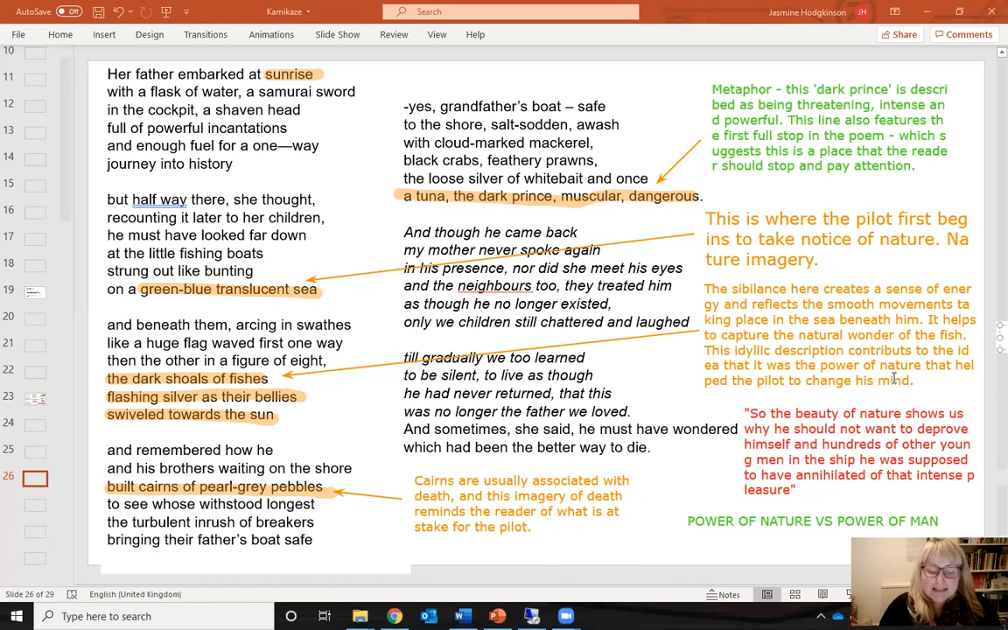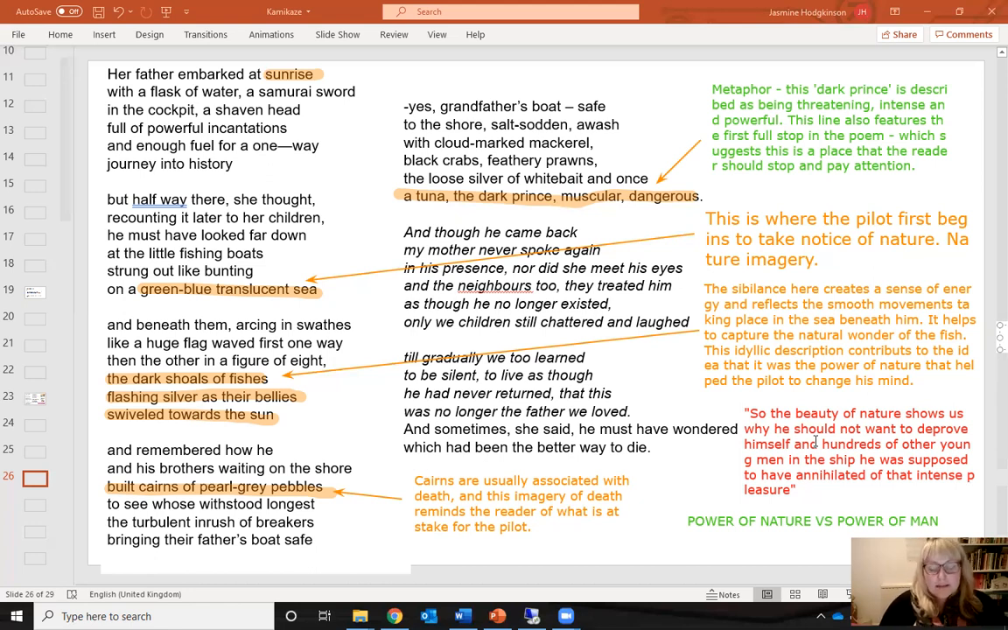to change his mind. And this is interesting because one thing that I believe Garland actually said herself is that the beauty of nature shows us why he should not want to deprive himself and hundreds of other young men in the ship he was supposed to have annihilated of that intense pleasure of being able to see scenes such as this, such beautiful, wondrous scenes.